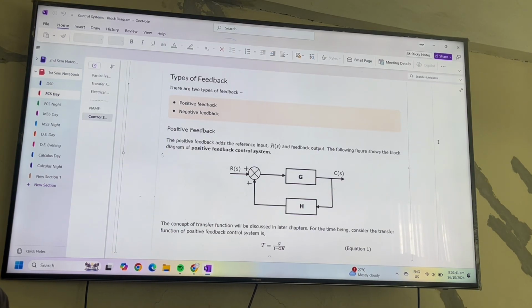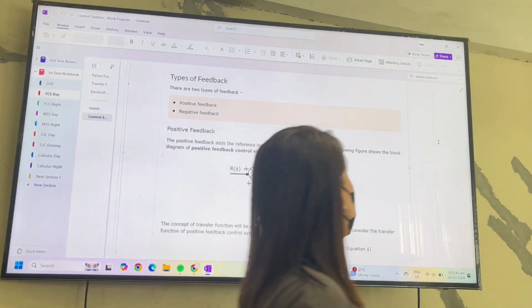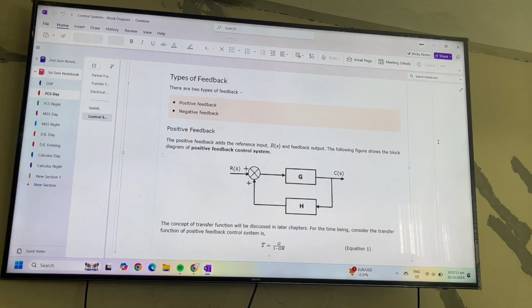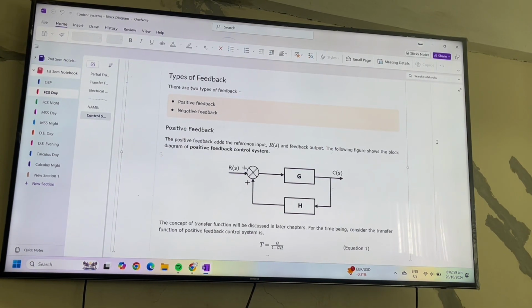And then, balik ta sa translational mechanical. So, there are two types of feedback, namely the positive feedback and the negative feedback. So, for positive feedback, it adds the reference input R(S) and C(S), or Y(S). Okay? And the positive feedback block diagram.